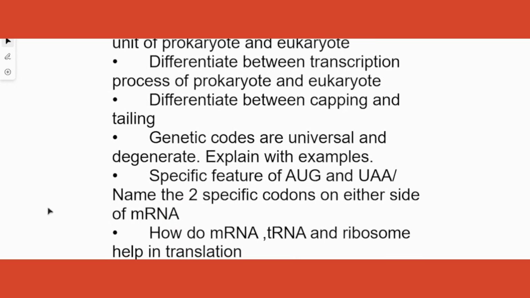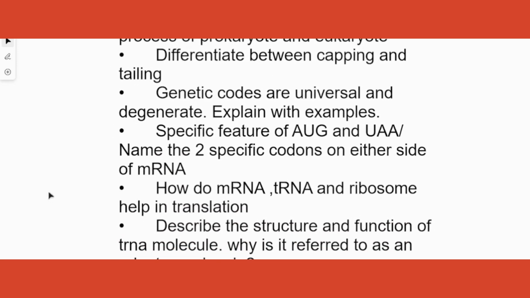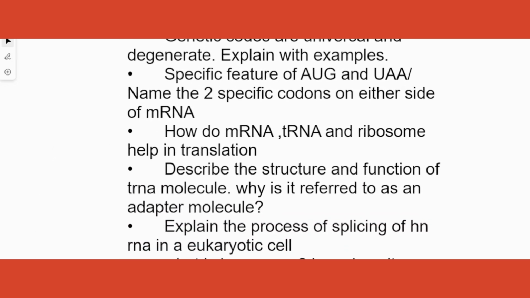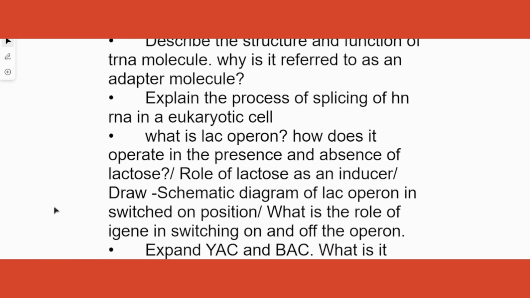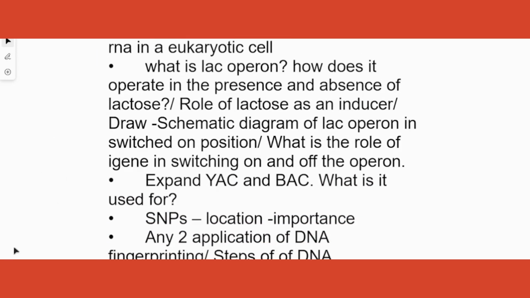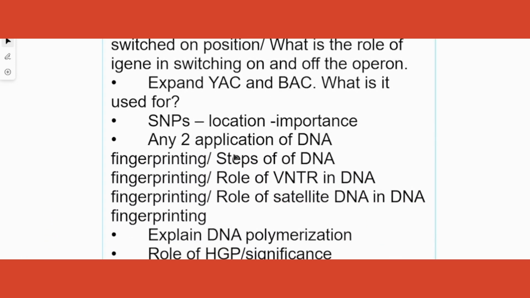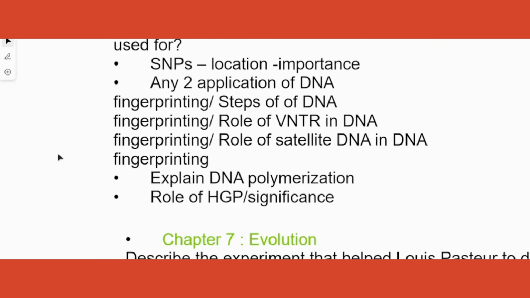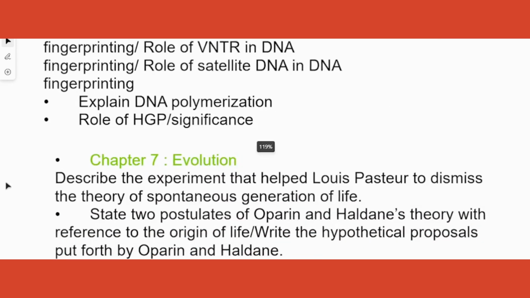Genetic code, again, the question where they ask about universal and degenerate, repeated many times. Transcription, translation, replication, diagrams as well can come. Operon, lac operon, one question is there, 100%. Again, DNA fingerprinting, a lot of questions have come in the form of 1 or 2 marks. So please go through those questions and study them if you're finding it difficult to study the entire part.